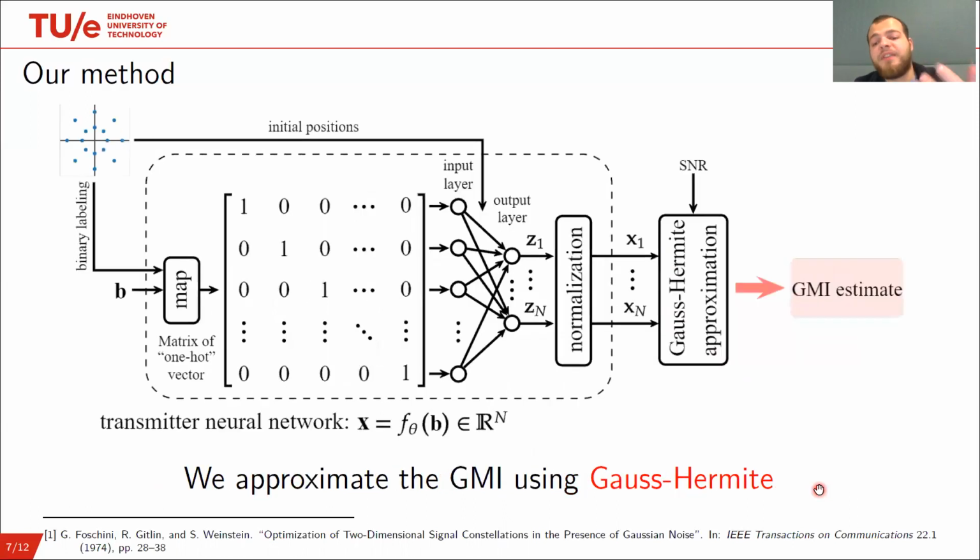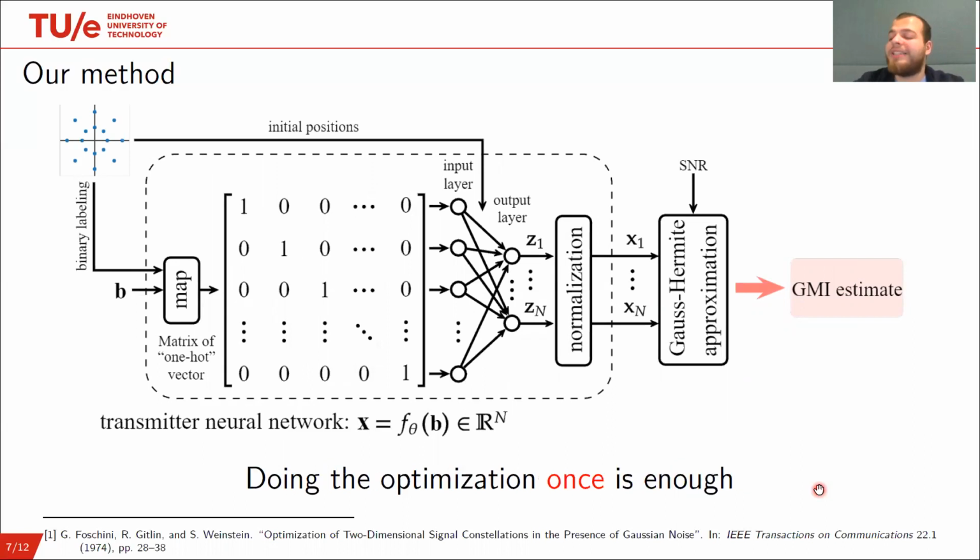Because we are optimizing specifically for an AWGN channel, we can calculate the GMI using Gauss-Hermite instead of using a Monte Carlo approximation. Because we are using Gauss-Hermite, we remove all of the stochasticity of the system, making this entire optimization purely deterministic. So the optimization needs to only be run once.